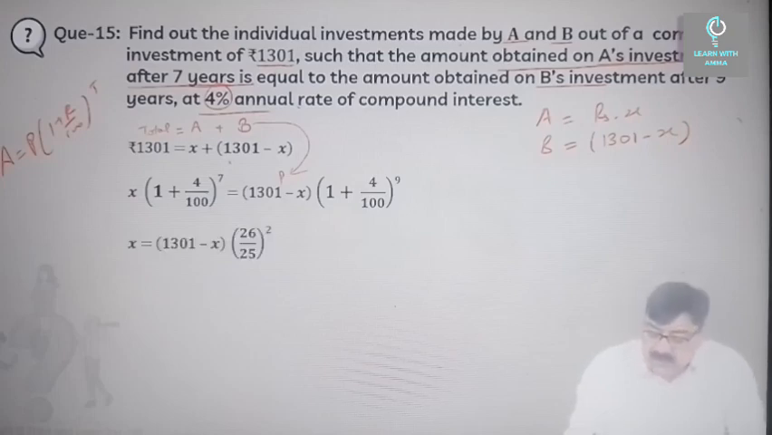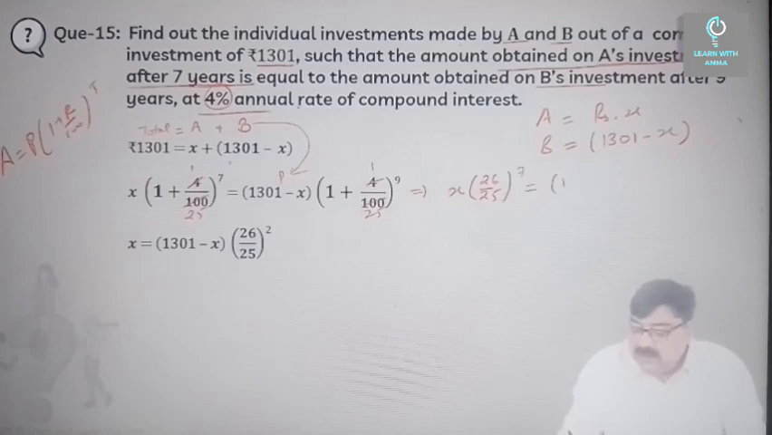So obviously when you just look at this, and if you cancel this, let us say this is 1 by 25, this is 1 by 25, this becomes X into 26 by 25 raised to 7, which is equal to 1301 minus X into 26 by 25 raised to 9.